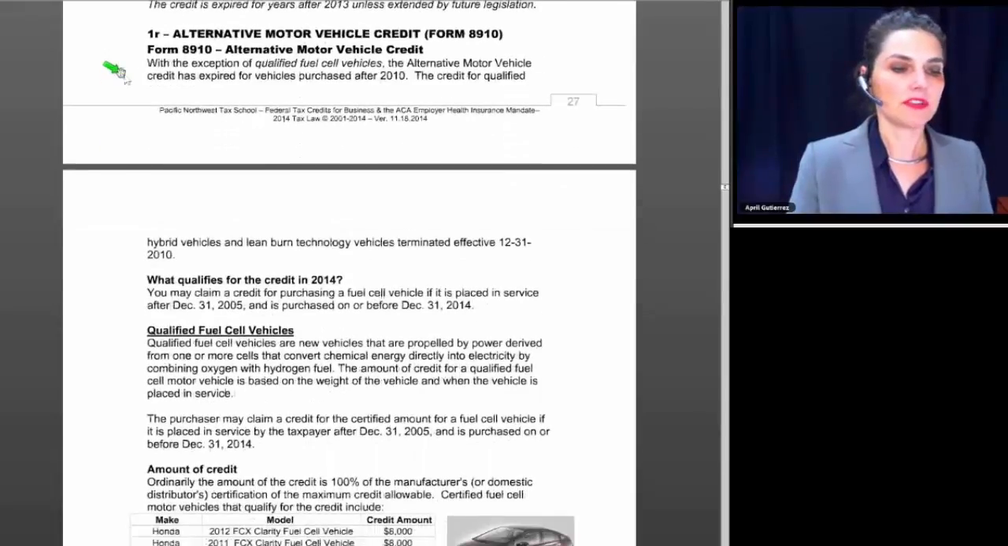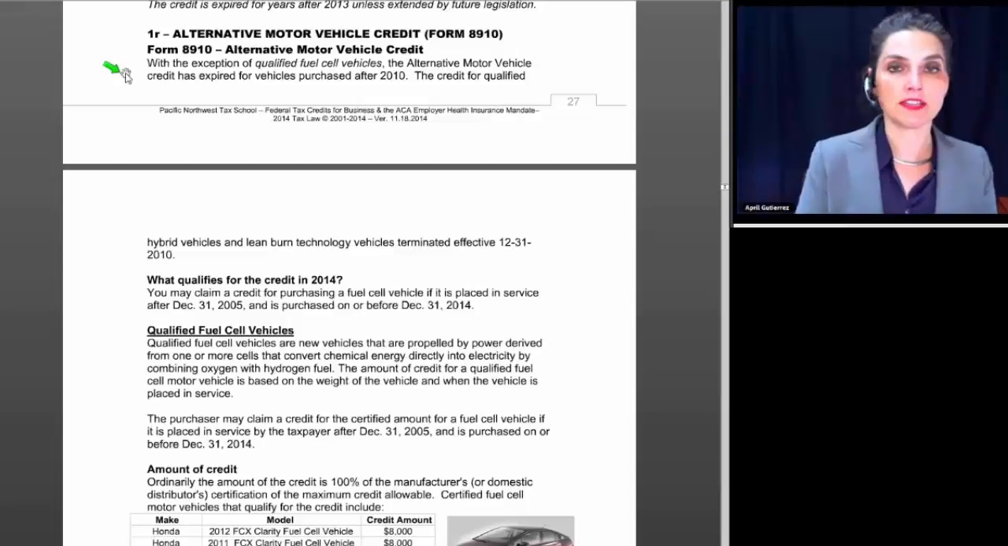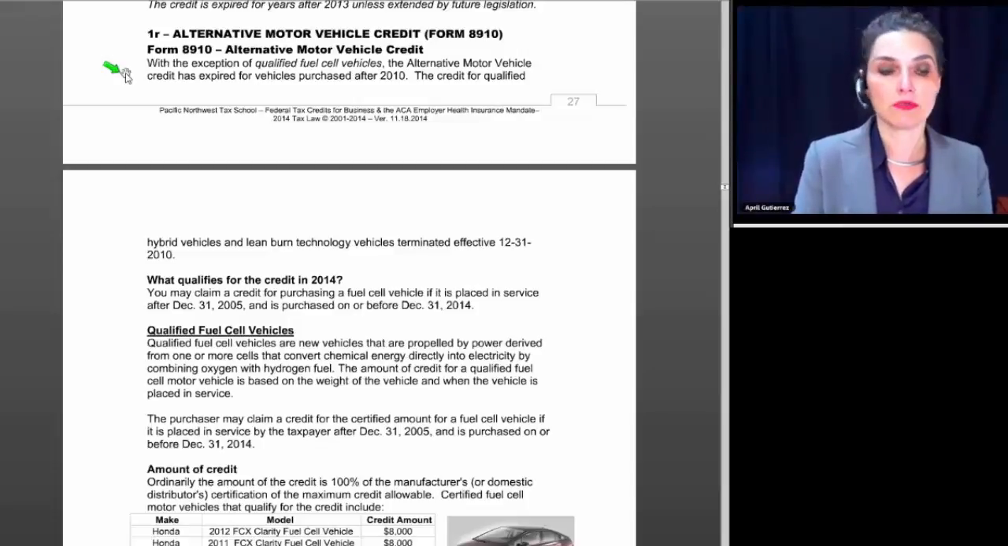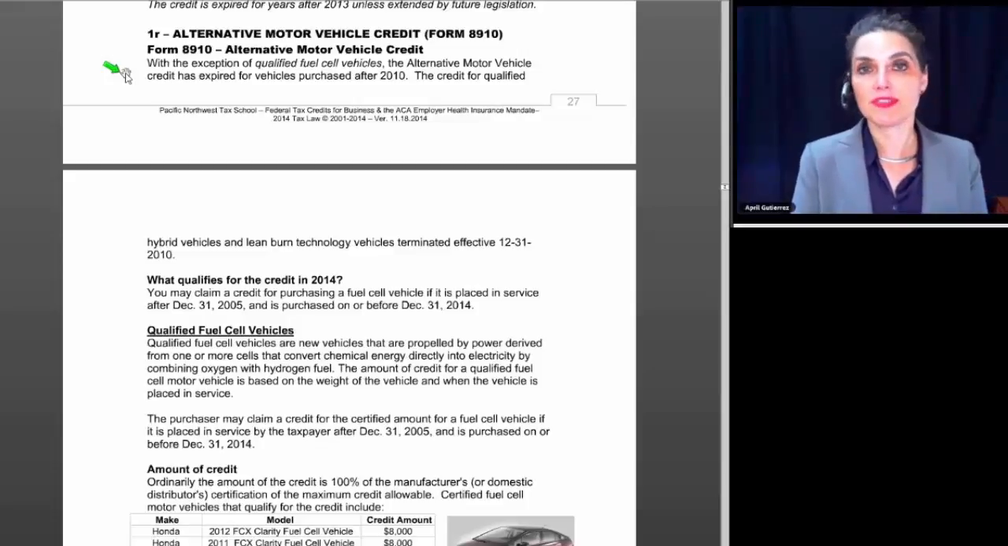Next up, we have the alternative motor vehicle credit claimed on Form 8910. This credit has been around for a long, long time, or the form itself has been around for a long, long time, and essentially it was implemented to accommodate a variety of different applications where the credit could be claimed. And most of these applications have actually expired, but there are still reasons for this form to continue existing.